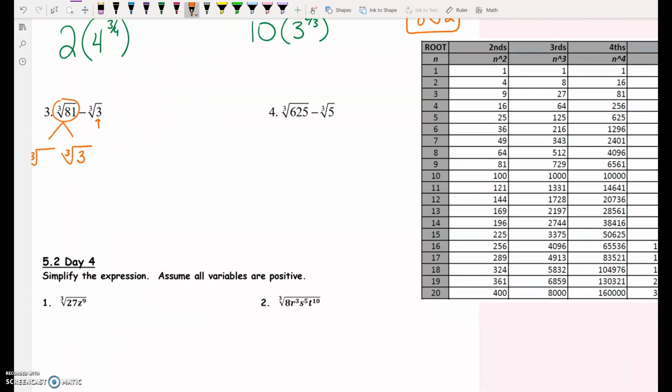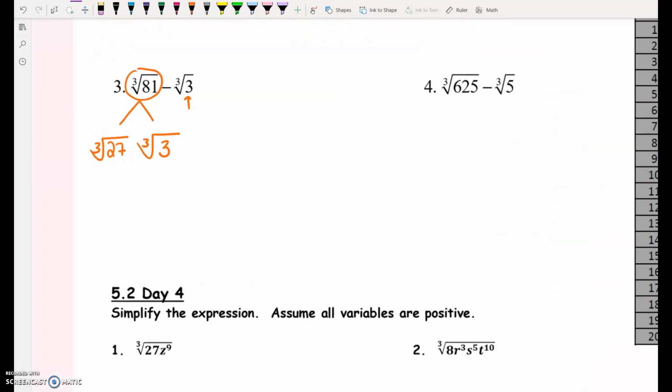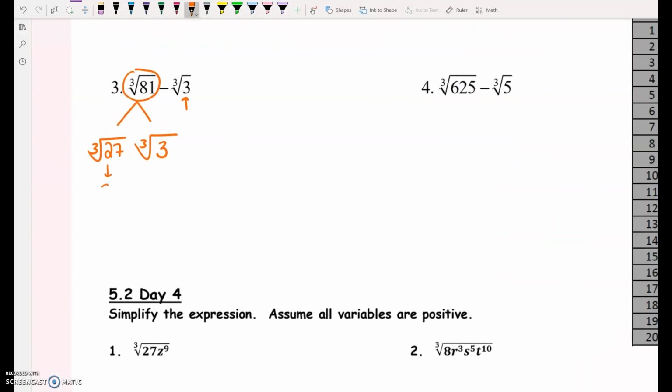If you look at the thirds column, we're looking at numbers smaller than 81. 64 is still too big. I don't think you can do 81 divided by 64 because 64 is more than half of 81. But 27 times 3 is 81. The 3rd root of 27 is 3. So we have 3 times the 3rd root of 3.